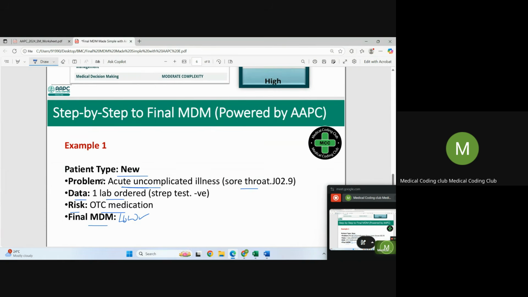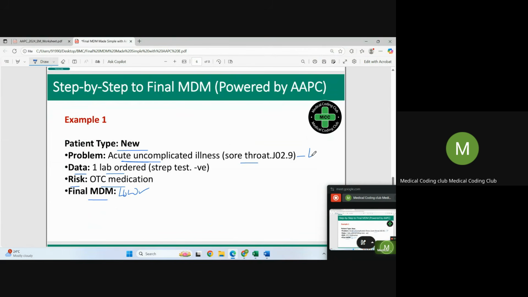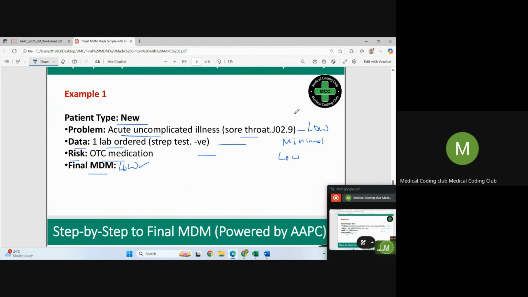I'll repeat, your problem level was low, and data was minimal because only one test was ordered, and the OTC again low. So two are meeting as low level, so your final MDM is low MDM. For a new patient, the low MDM code you will get is 99203. This is your E/M code for low MDM. So this is how you can navigate your AAPC calculator.